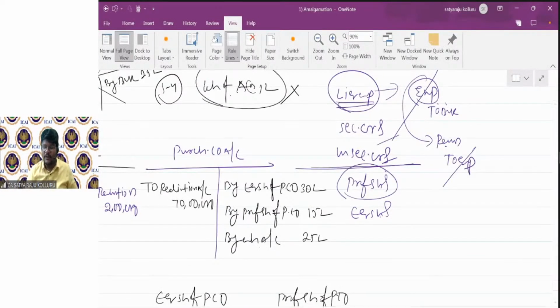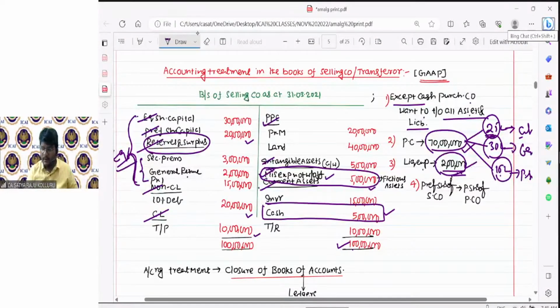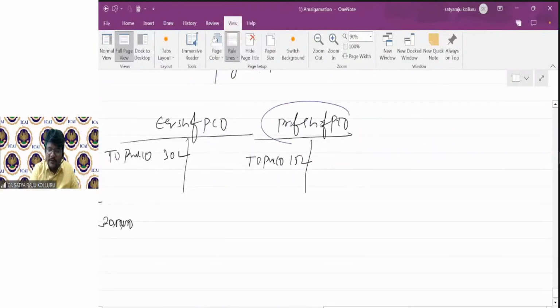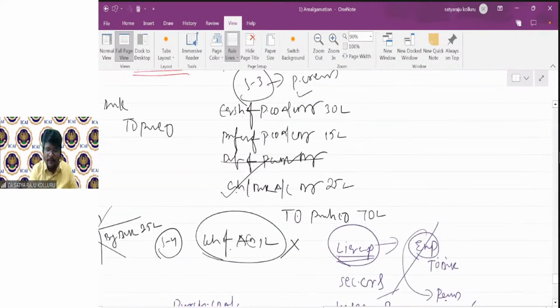Now come to the preference shareholders. It is clearly given that the preference shareholders of the selling company will receive preference shares of the purchasing company. Simply, preference shares of the purchasing company will ultimately be issued to the preference shareholders of the selling company. Now, let me know, in the form of PC, how much preference shares of the purchasing company did we receive? 15 lakhs. In the entry I clearly showed you, if you remember, preference shares of the purchasing company to the extent of 15 lakhs I received. Now this 15 lakhs I should distribute among the preference shareholders.